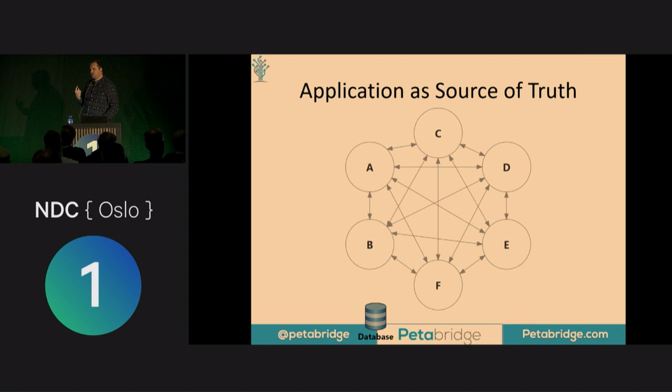How do I guarantee that my operation can complete in under n milliseconds? The answer is the application is going to start functioning as the source of truth. And it's going to be because we're stateful that we're able to bound latency for each operation.